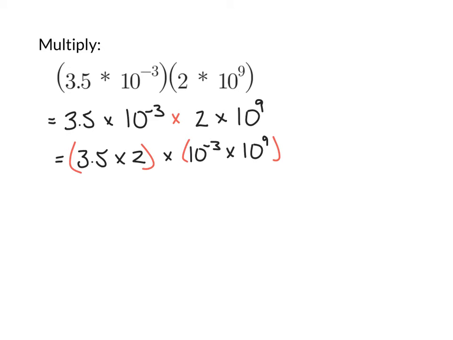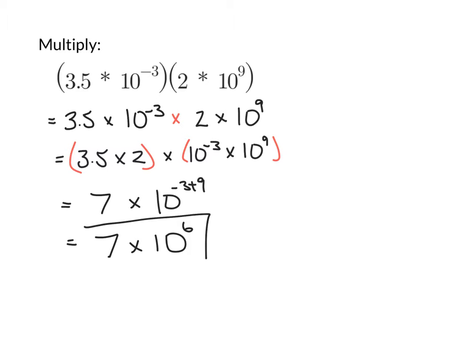When I do that, 3.5 times 2 is 7. And from our product of powers property, if we're multiplying together two powers with the same base, all we have to do is take those exponents and add them together. So we'll take negative 3 plus 9. Our answer is going to be 7 times 10 to the 6. So here's our solution, the product of two numbers written in scientific notation, and we're left with an answer that's also written in scientific notation.